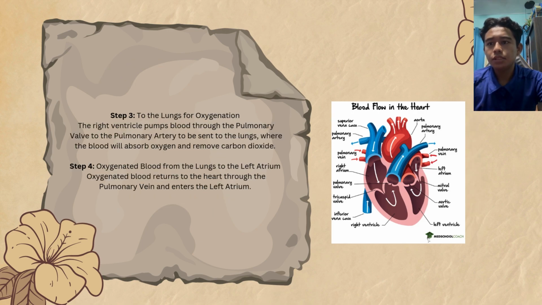Step 3: to the lung for oxygenation. The right ventricle pumps blood through the pulmonary valve to the pulmonary artery to be sent to the lung, where the blood will absorb oxygen and remove carbon dioxide. Step 4: oxygenated blood from the lung to the left atrium. Oxygenated blood returns to the heart through the pulmonary vein and enters the left atrium.